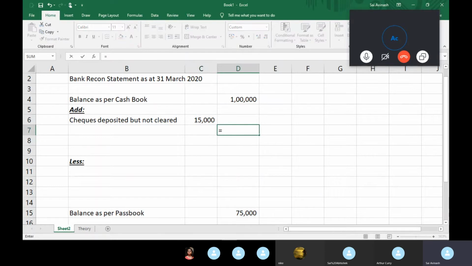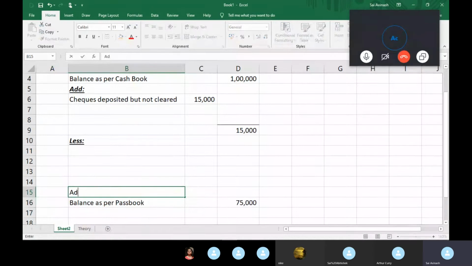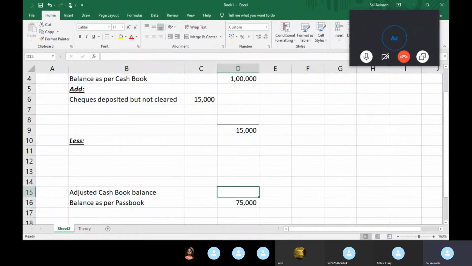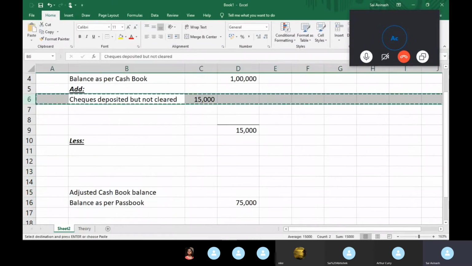So how much does this explain? Let's say I'm going to sum up all of these in the outer column. And let's say we have another column, adjusted cash book balance. That is the cash book balance after all these adjustments. Oh, this would actually go on the left side, right?